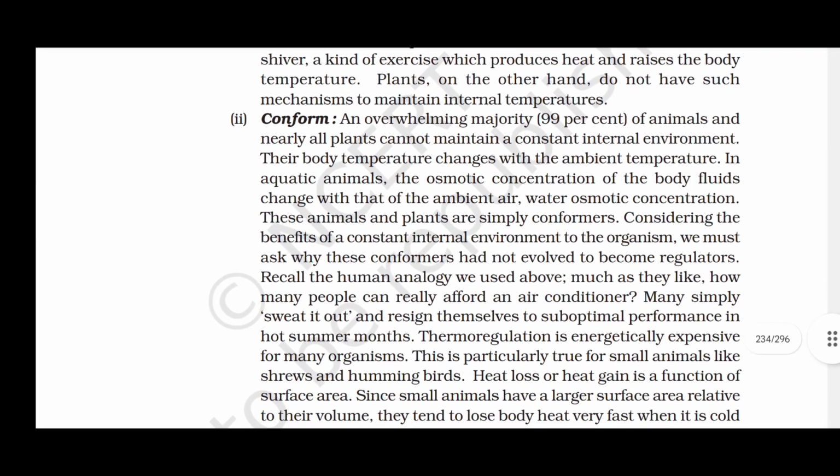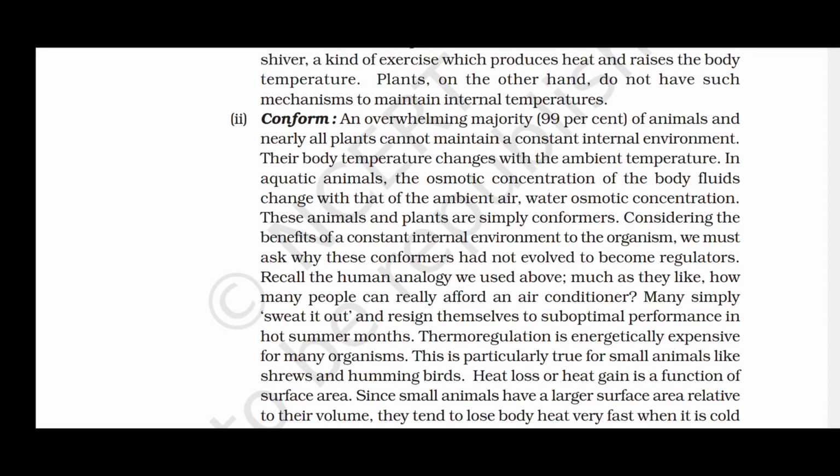Second, conform. An overwhelming majority, 99% of animals and nearly all plants, cannot maintain a constant internal environment. Their body temperature changes with the ambient temperature. In aquatic animals, the osmotic concentration of the body fluid changes with that of the ambient water osmotic concentration. These animals and plants are simply conformers.